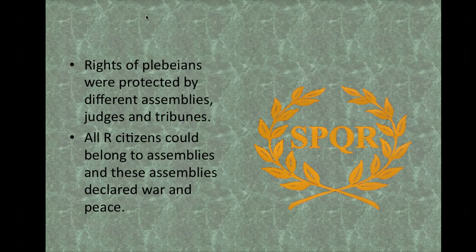The rights of the plebeians were protected by different assemblies, the judges and tribunes. All Roman citizens could belong to assemblies, and these assemblies declared war and peace. And this is Senatus Populusque Romanus, I believe is the actual phrase, and that's basically the Senate and people of Rome.